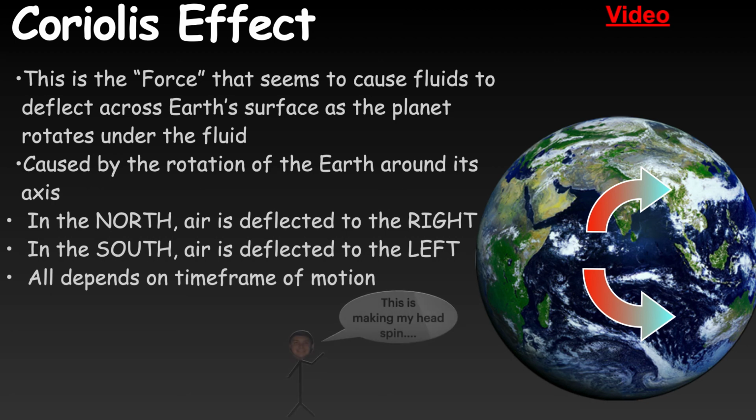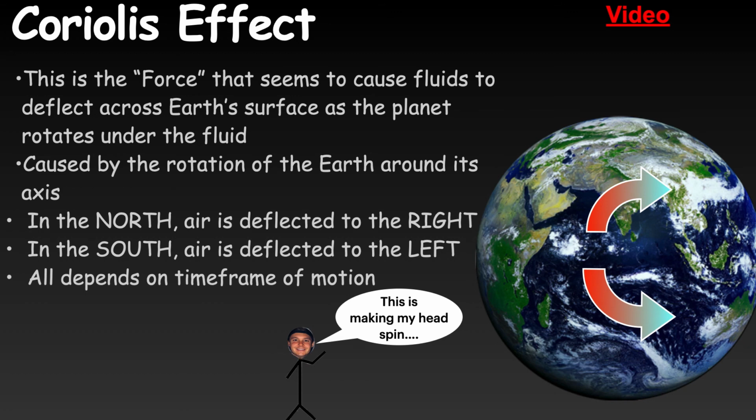Now, the time frame of this motion is the thing that's key. It does not happen in small scale situations. It only works because since Earth is moving once per day, large scale oceans and wind and storm patterns will be affected. Okay?